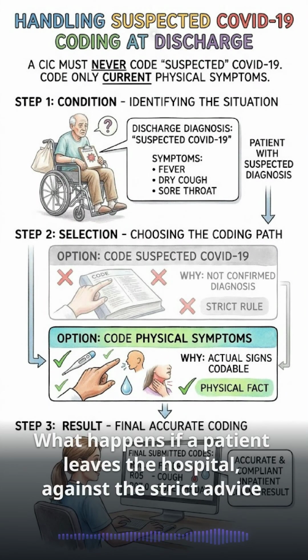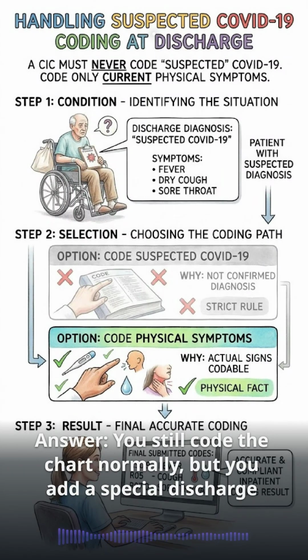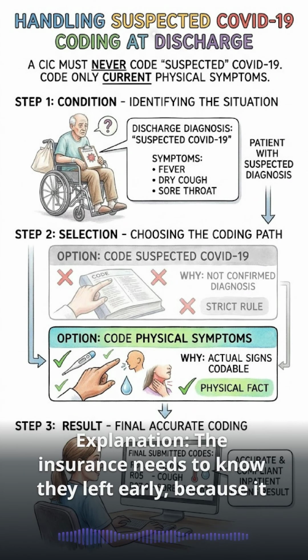57. What happens if a patient leaves the hospital against the strict advice of the doctor? You still code the chart normally, but you add a special discharge status code. The insurance needs to know they left early, because it changes the final hospital payment.